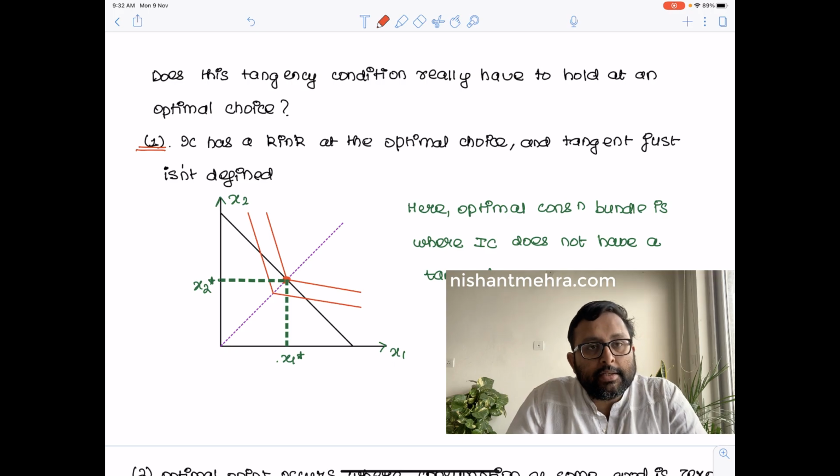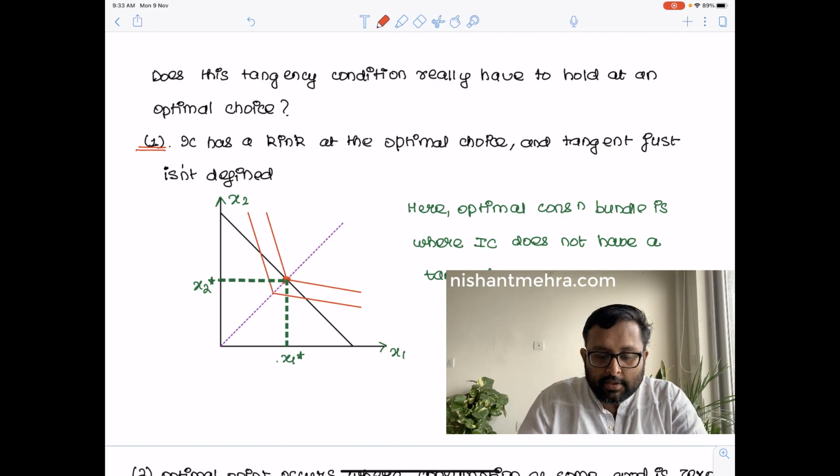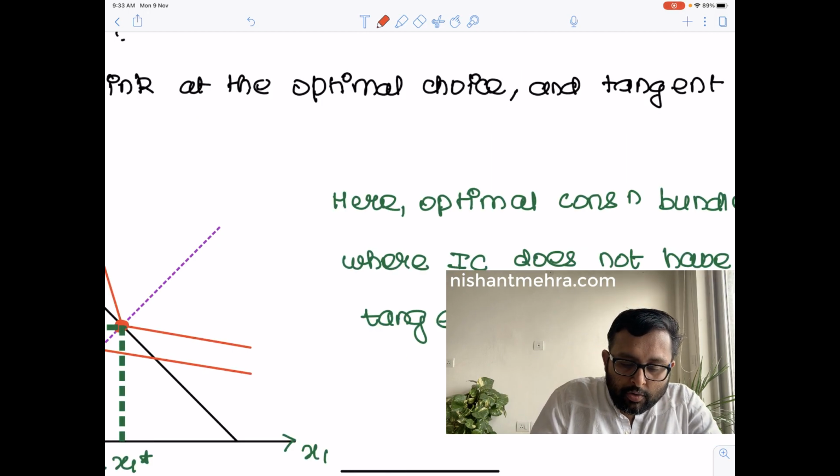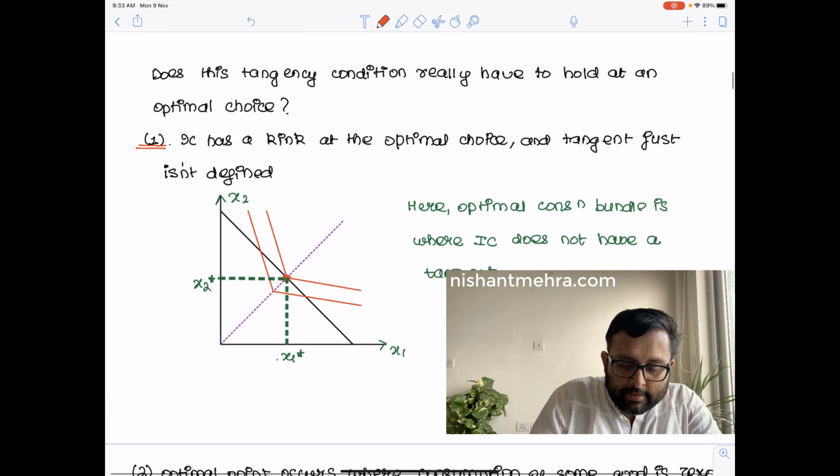So the IC doesn't have a tangent. By tangency, you would mean that at all points you have a different tangent, right? You have a unique tangent there. You don't have a unique tangent at a kink. Why? Because at the kink, let's say you have a kink like this.